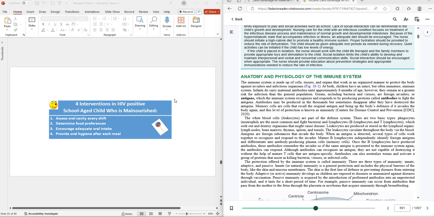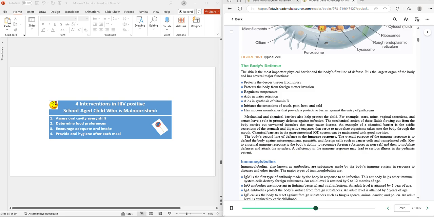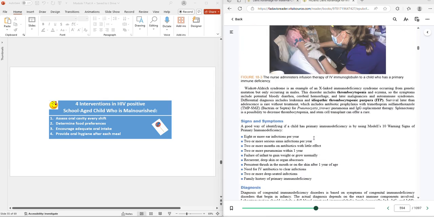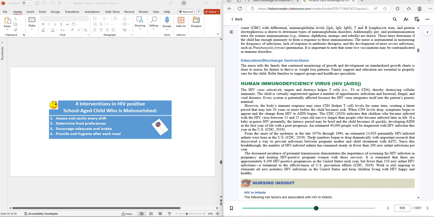All right, let's look on page 595. Let's talk about HIV and AIDS. So human immunodeficiency virus, HIV, destroys the helper T cells, T4, CD4, destroying the immunity of that cell, okay?